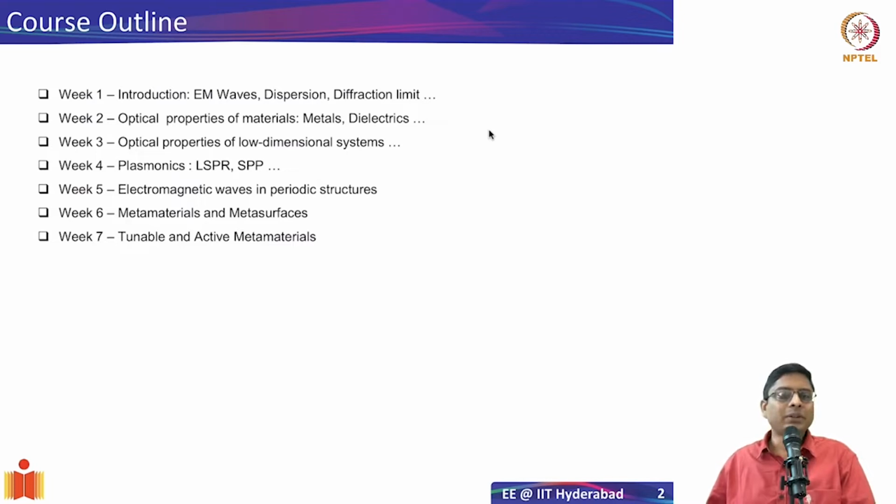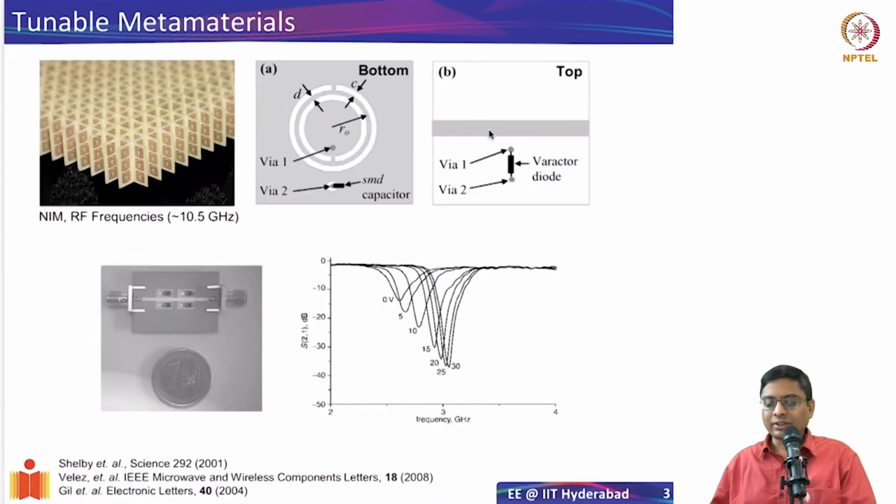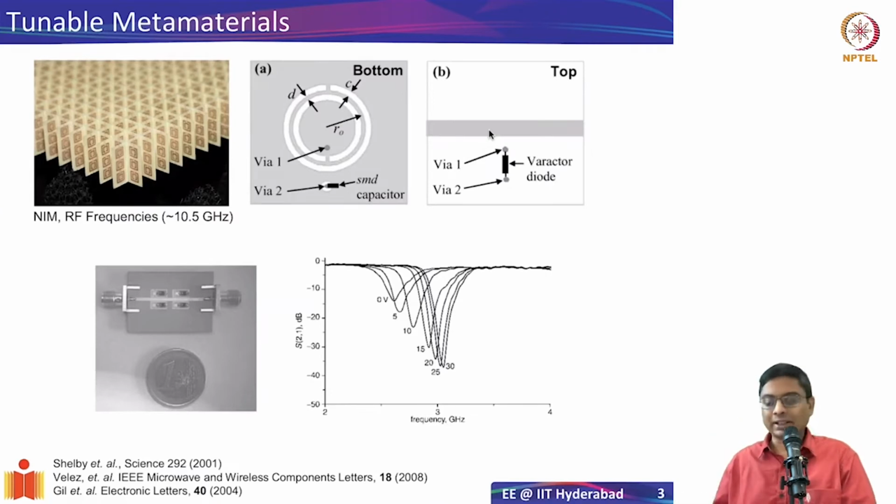So in this week, I would like to touch upon an important class of materials which are known as tunable and active metamaterials or metasurfaces. The reason we are interested in these materials is that we have seen this structure, which is a negative index material, right? It works at RF frequencies. But so far from what we have seen, the negative index is coming because of the overlap of the electric and magnetic resonances. And those are defined by structural parameters.